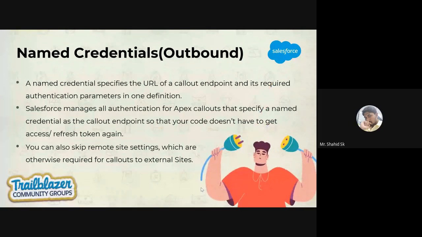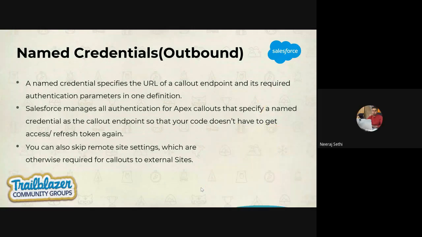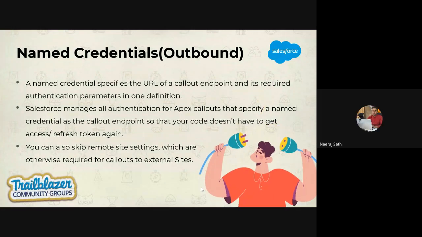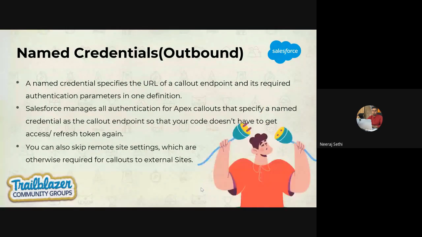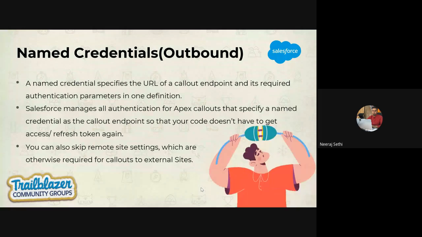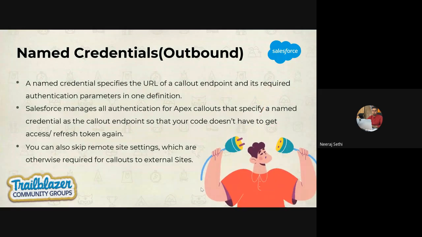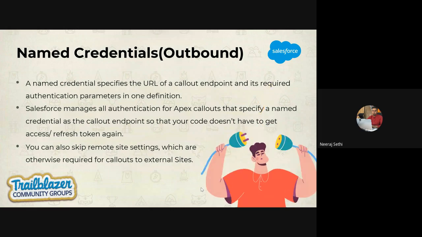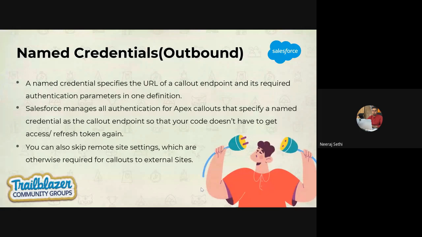Here we have to use two outbounds if you want to connect with another system, like named credential and remote site settings. So that is the advantage. As I said, this is the upgraded version of remote site setting. Before, if you were making any callouts, we needed to store that URL in the remote site setting. But if we have created the named credential, we can avoid the remote site setting. That will not force you to store it in the remote site setting.